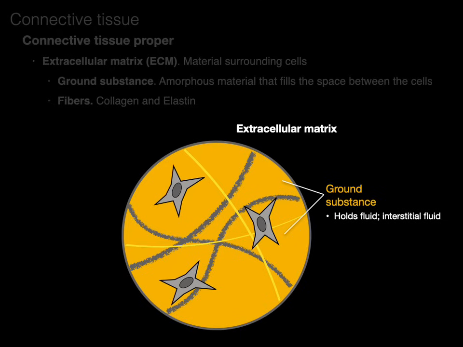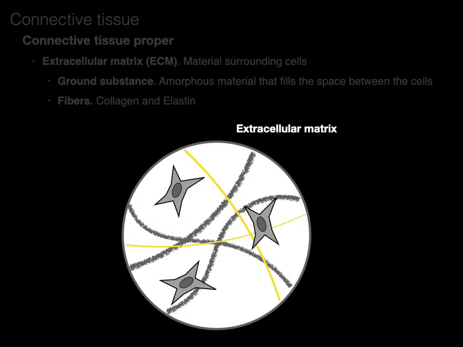The ground substance holds fluid. Whenever we talk about interstitial fluid or extracellular fluid, that's the fluid within the ground substance. And it functions as a sieve through which water and solutes diffuse between the capillaries and the cells. It's the medium in which this diffusion occurs.